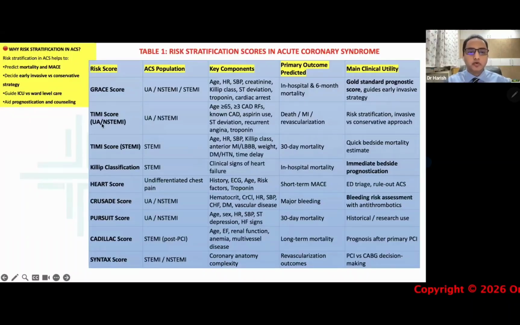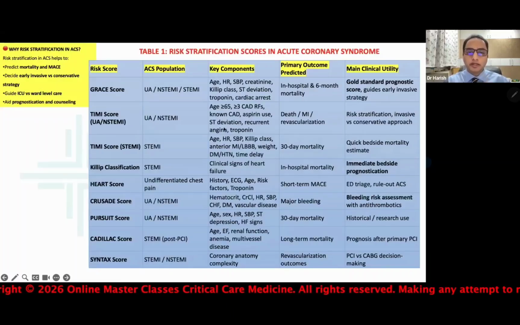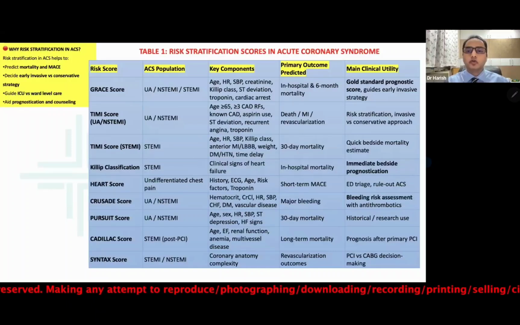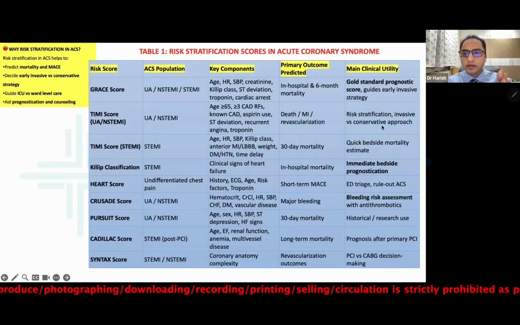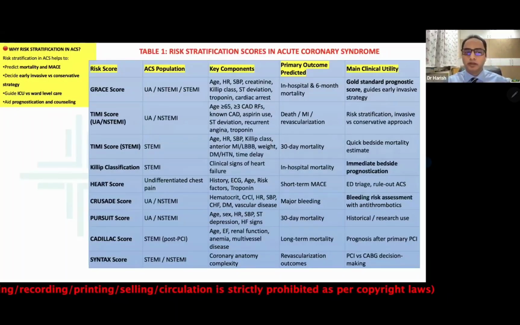We have the TIMI score, mainly for unstable angina and NSTEMI. It includes age of 65 or more, 3 or more CAD risk factors, known CAD, aspirin use, ST deviation, current angina and troponin value. It tells about mortality, myocardial infarction, and also the revascularization requirement. So it helps in risk stratification, and tells whether the patient needs an invasive strategy or medical management.